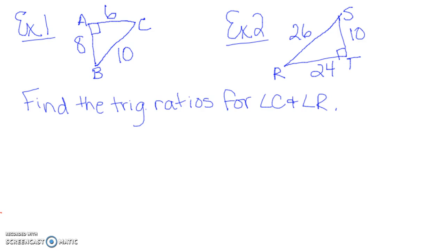Okay, so here's example 1. We have a right triangle with sides of 6, 8, and 10. And in example 2, we have a right triangle with sides 10, 24, and 26. And it says to find the trig ratios for angle C and angle R. So for example 1, we're going to find the trig ratios of angle C. That means we're going to find the sine of C, the cosine of C, and the tangent of C.